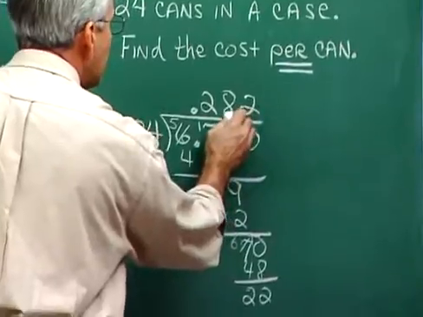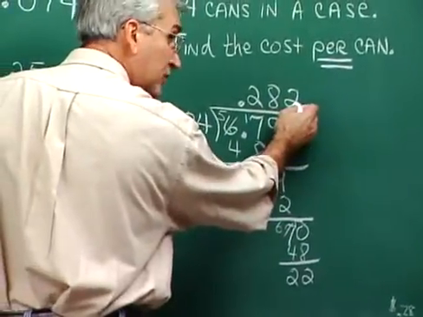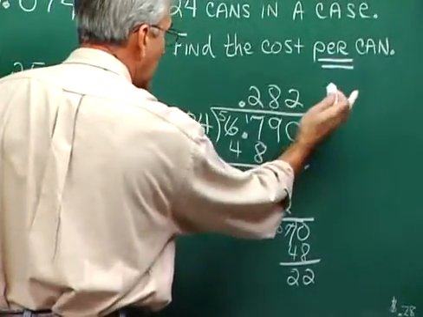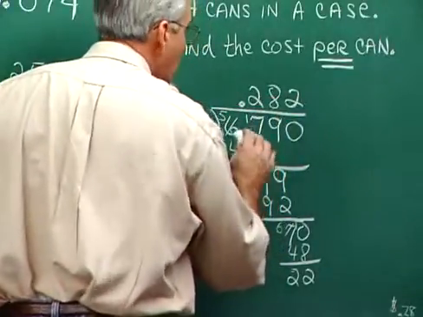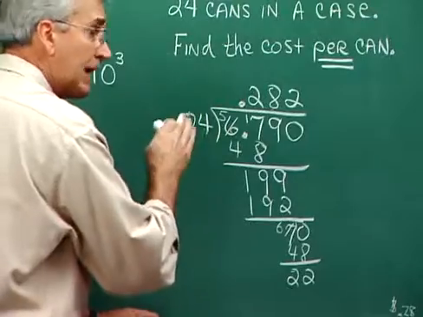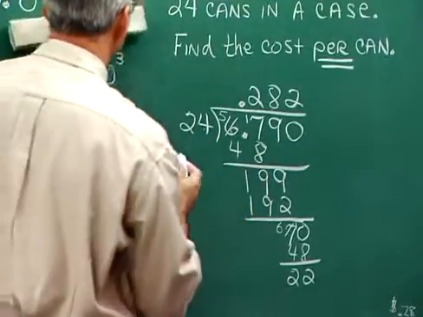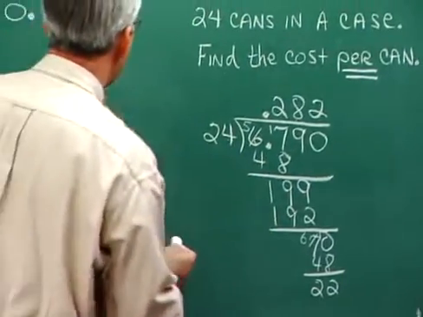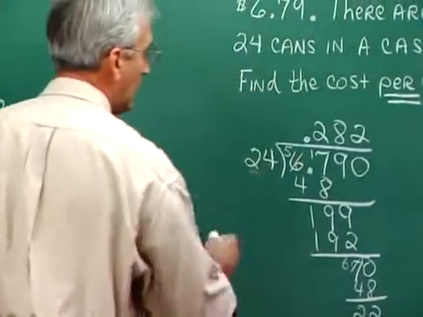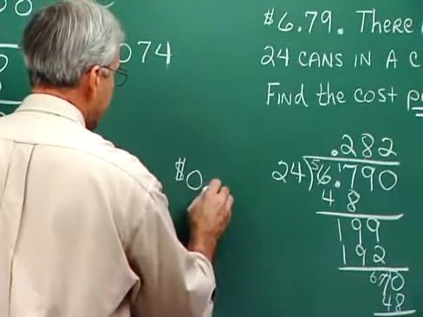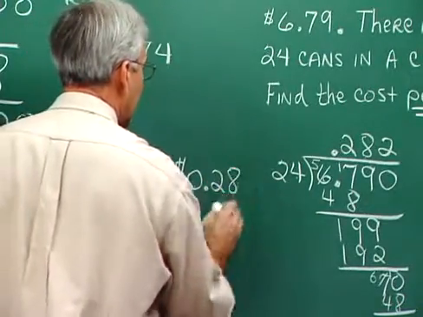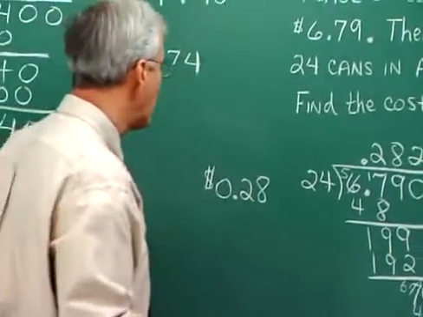I'm rounding to the nearest hundredth, so I'll look at the next digit. It's below 5, so I just lop it off. So this is 0.28. Now, we were talking about the cost per can, so we need to write our answer in terms of a cost, in terms of an amount of money. And 0.28 is 28 cents, so this is our cost per can, 28 cents per can.